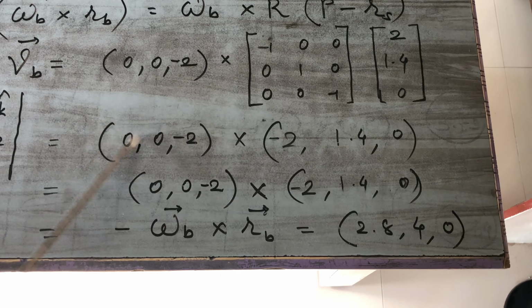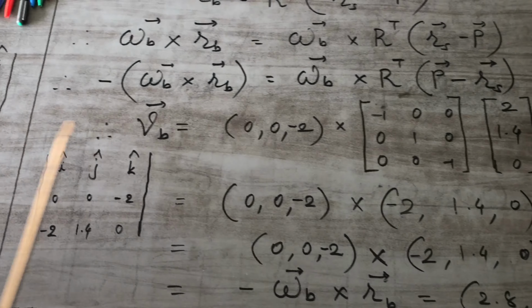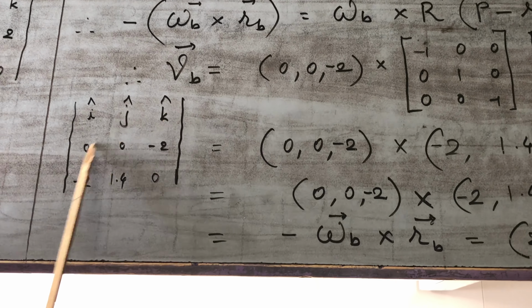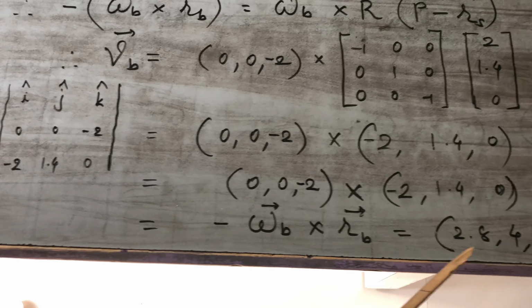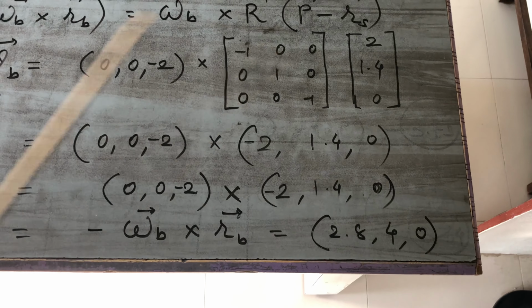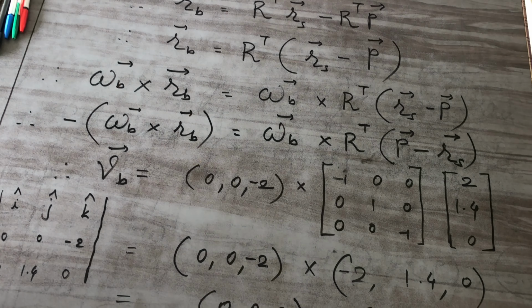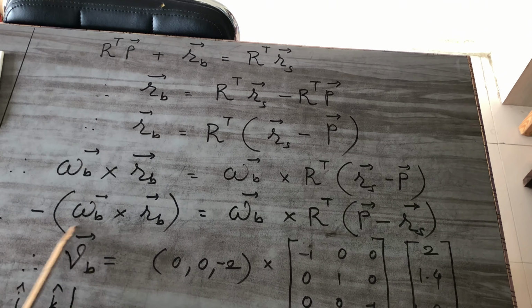And if we take the cross product of these two vectors, I have verified in rough work, we get 2.8, 4, 0, which is minus omega b cross RB. It is the velocity of the body frame origin in B frame.